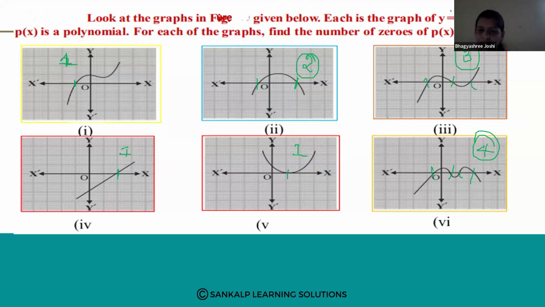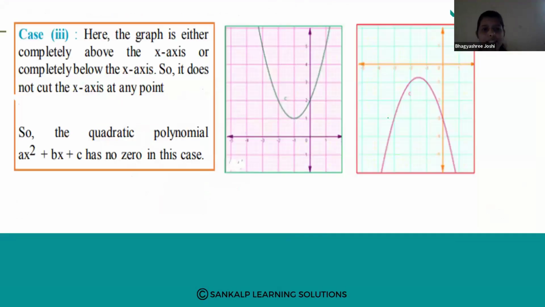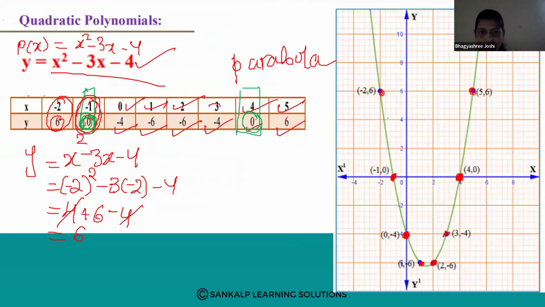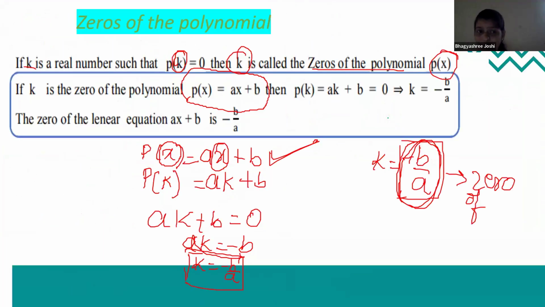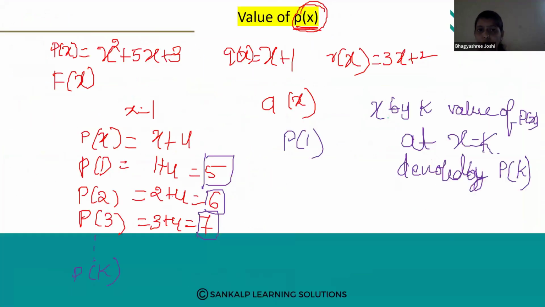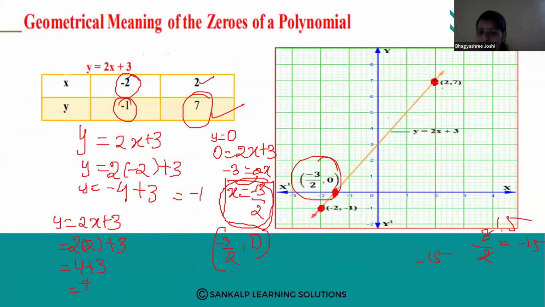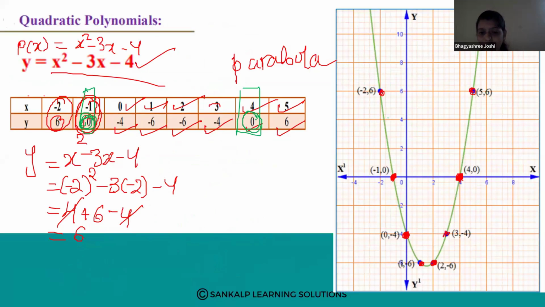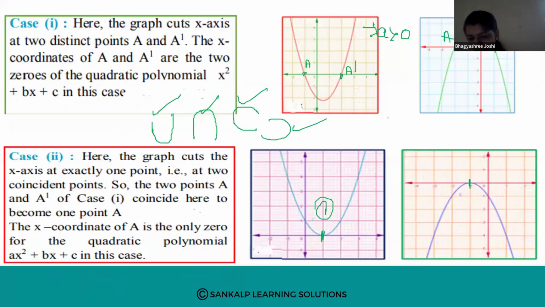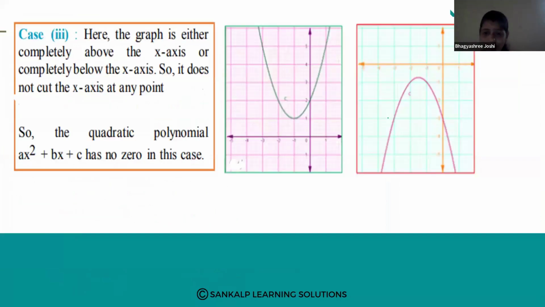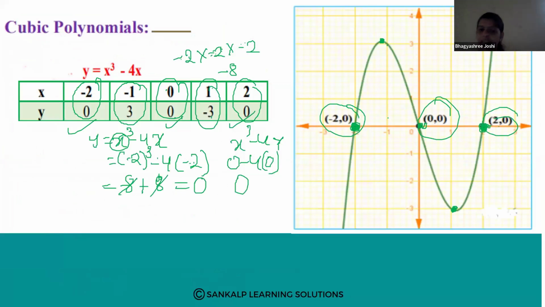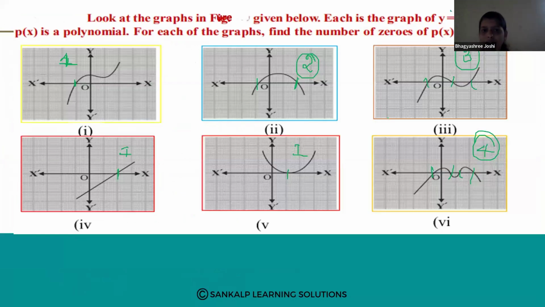I think you understood. Was it good? Today's session is good. What we have discussed today: zeros, degree of the polynomial, value of p of x, zeros of the polynomial, geometrical meaning, geometrical representation, and how to find the zeros of the polynomial. Is that clear? Now we will continue the next concept tomorrow.